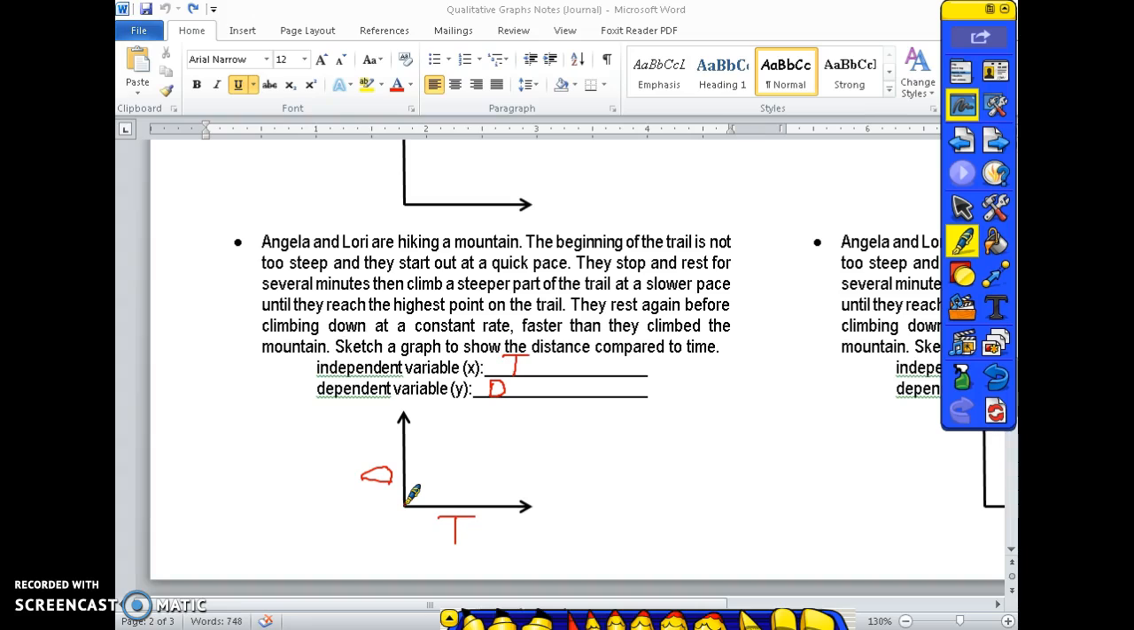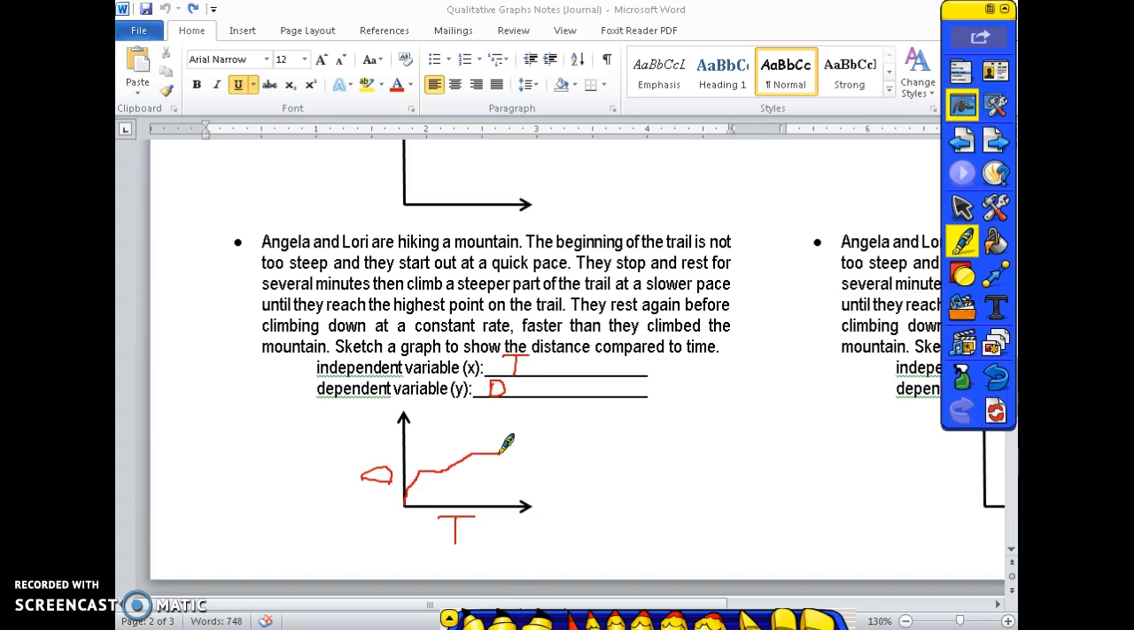So they start off, it's not too steep, so they can go at a quick pace. And then they have to stop and rest. When they stop and rest, no distance is being covered, but time is still passing, so that's going to be horizontal. Then they come to a steeper part of the trail. It does not mean that the slope is steeper on the graph. It means that it's steeper on the trail, which is causing them to cover less distance over time, so it's going to be not as steep of a graph until they get to the top and they stop to rest again.